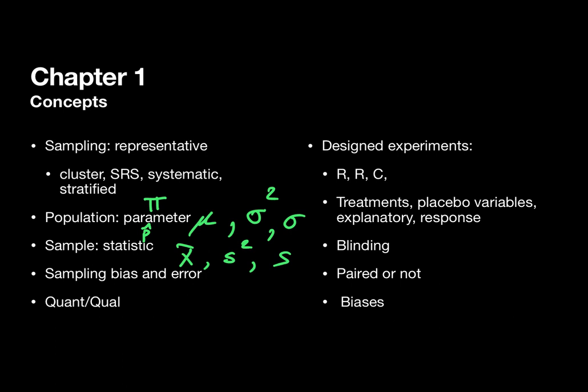P hat is the one that we'll be using. We're not going to typically use pi, but instead we would just call it lowercase p without the hat. So the p would be population proportion, p hat would be a sample statistic. All right, so then those are things going on.